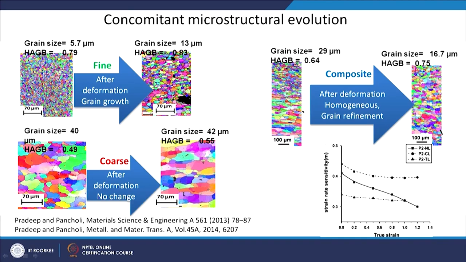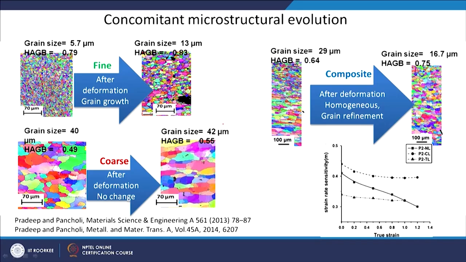If you see the coarse grain part of the FSP material, after deformation also it remains coarse. There is no dynamic recrystallization happening. Coarse microstructure remains coarse, so the grain size is 40 micron and it is still 40 micron after deformation. So, there is not much change in the microstructure, and of course, ductility is also very low.